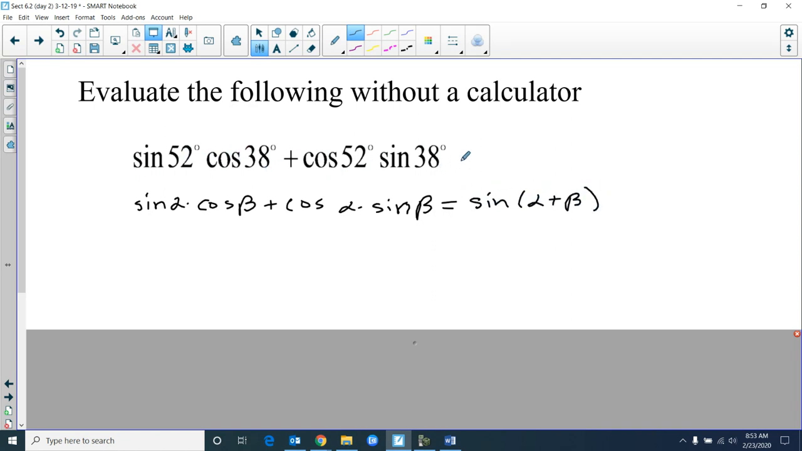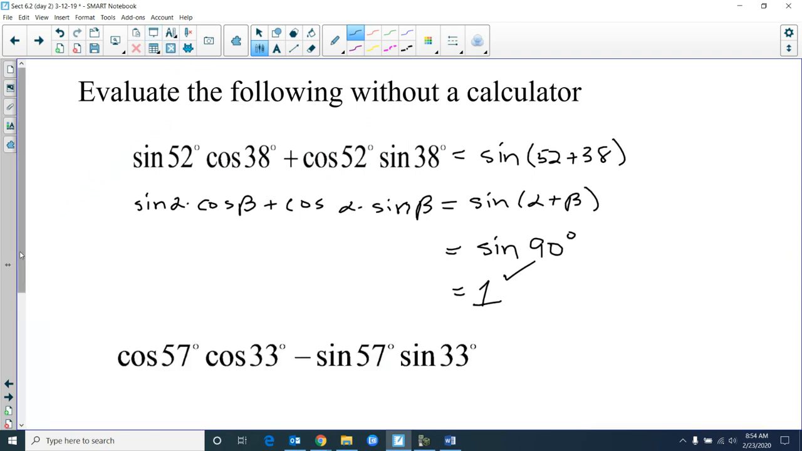All right, so in that case, this is going to be equivalent to the sine of 52 plus 38. Well, what's 52 plus 38? That's going to be 90. So the sine of 90 degrees. All right, what's the y-coordinate at 90 degrees? 1. So sine of 52 times cosine of 38 plus cosine of 52 times sine of 38 equals 1.